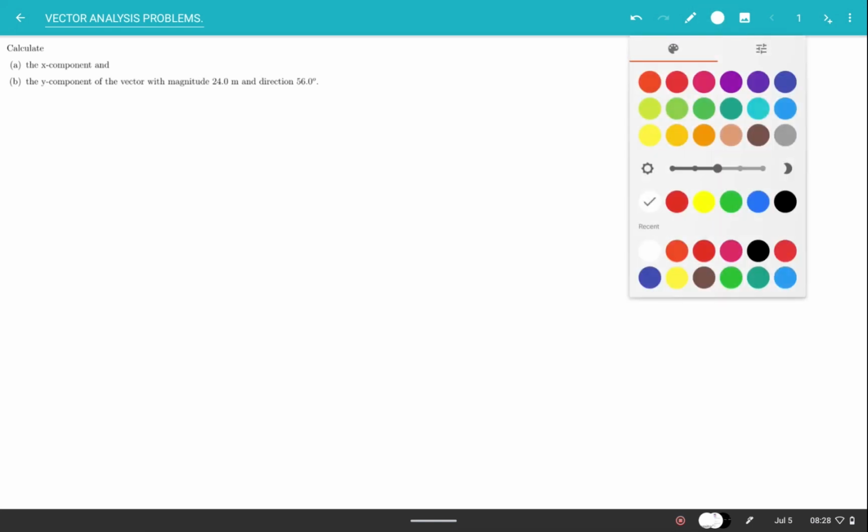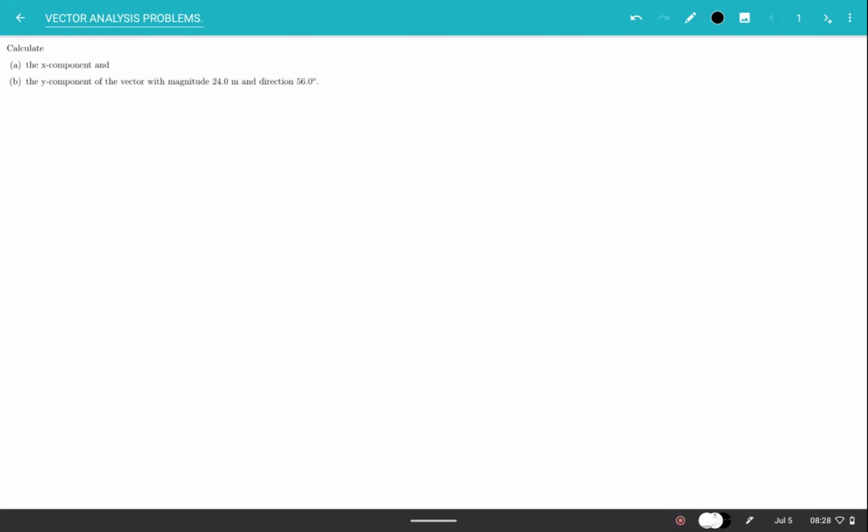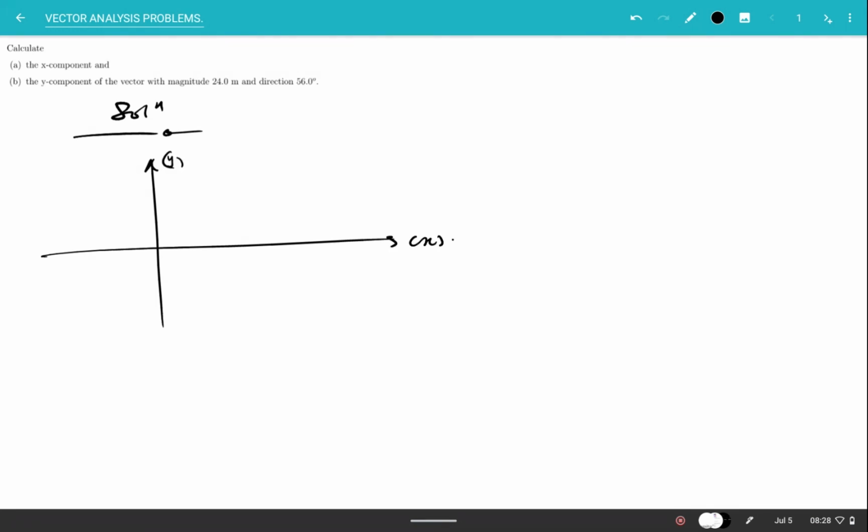So I'm just changing my pen to, let's try black. Alright, so we've been told to calculate the x component and the y component of the vector with magnitude 24 and direction 56 degrees. Okay, so in this case, we haven't been given all the information that we need. We haven't been told exactly where this vector is. So we're going to pick an arbitrary view. So let's assume we have the y and the x-axis like that.